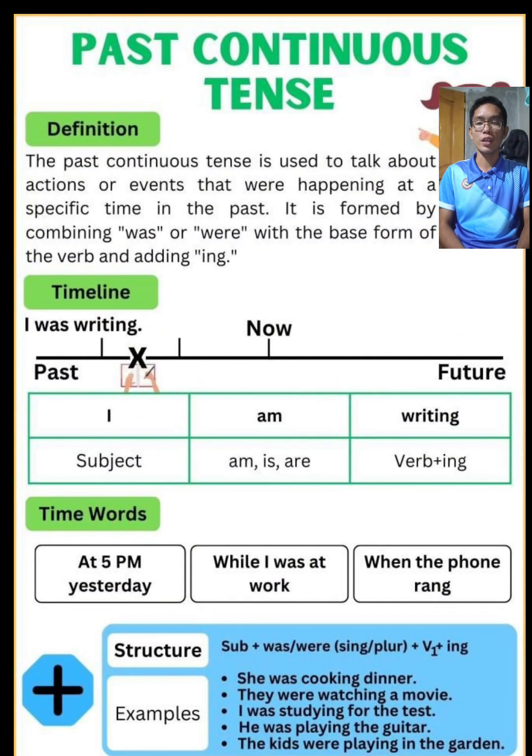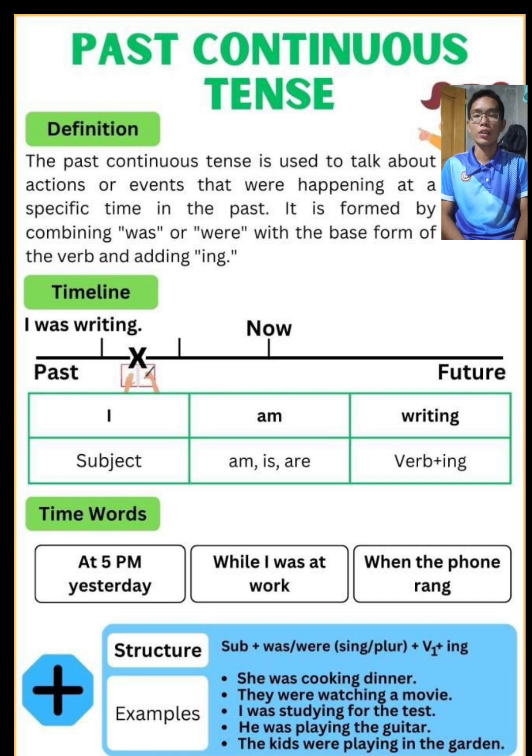Past continuous tense is a verb tense used to talk about actions or events that were happening at a specific time in the past. It is formed by combining was or were with the base form of the verb and adding ing. Examples are she was cooking dinner. They were watching a movie. I was studying for the test. He was playing the guitar.